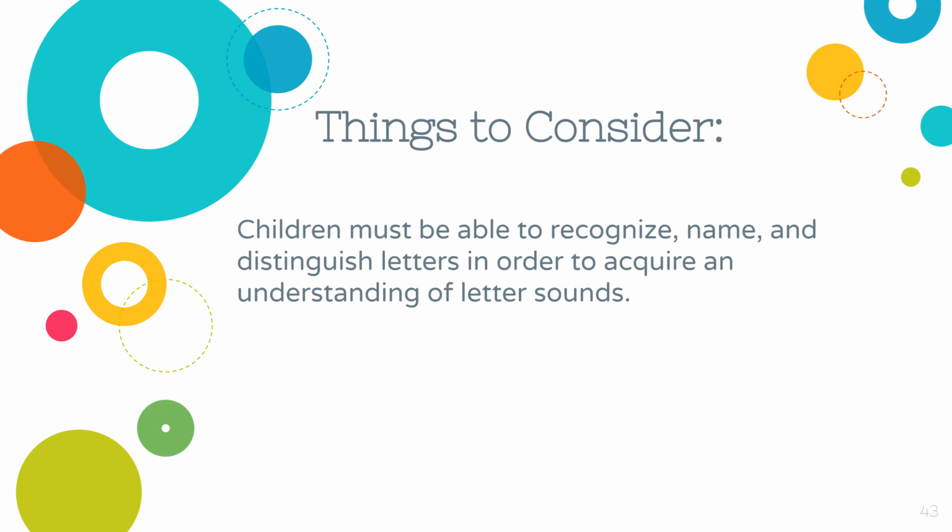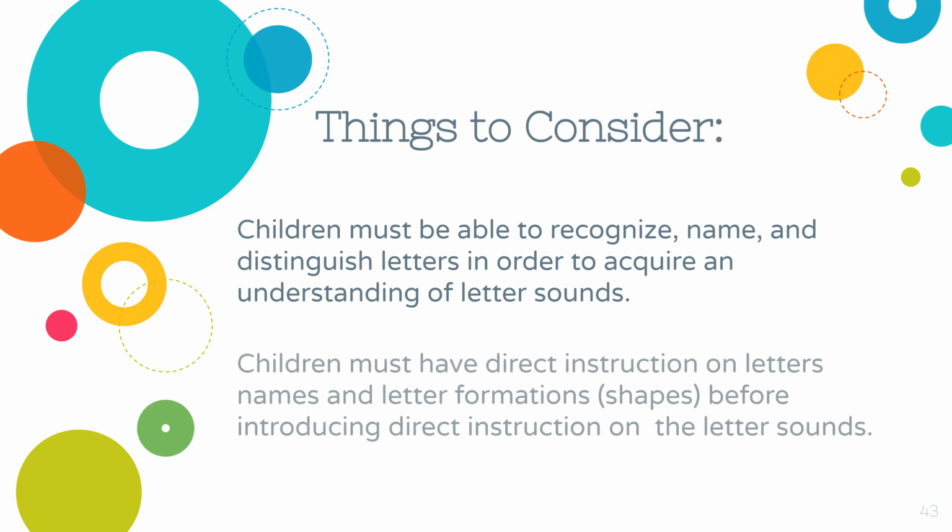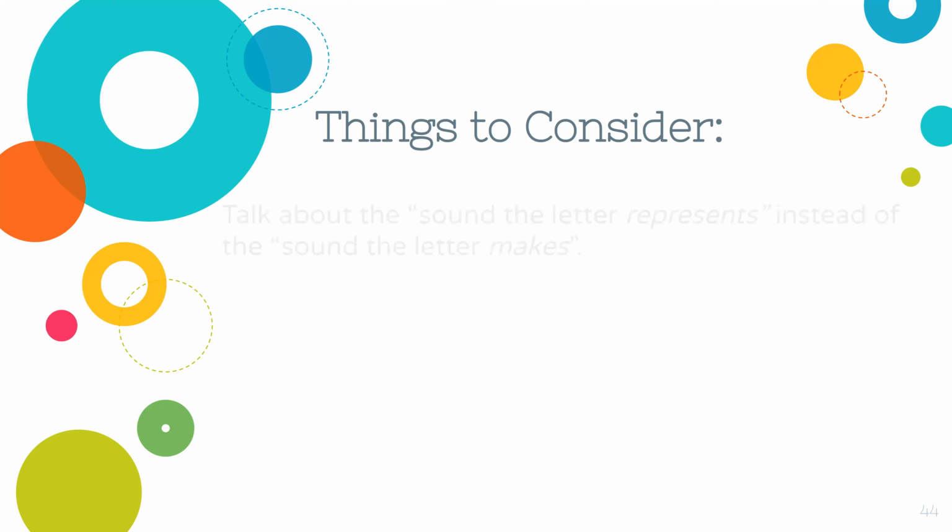So it is going to be useful to you to introduce the letter sounds along with the letters, but understand that you need to strengthen their naming and recognition skills first before trying to strengthen their letter sound recognition and their letter sound understanding. Because if they don't have the name of the letter and the shape of the letter firmly secured in their brain, they're not going to have anything to attach the letter sound to. So it is important for you to strengthen those recognition and naming skills before moving on to that direct instruction of the sound that the letter represents.